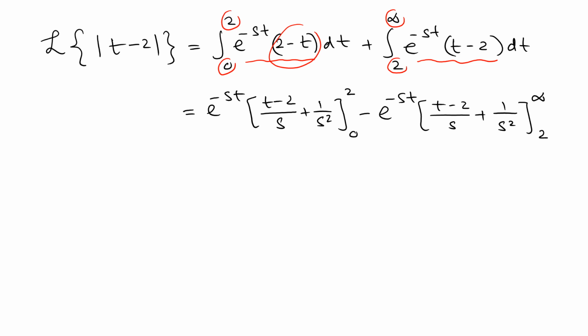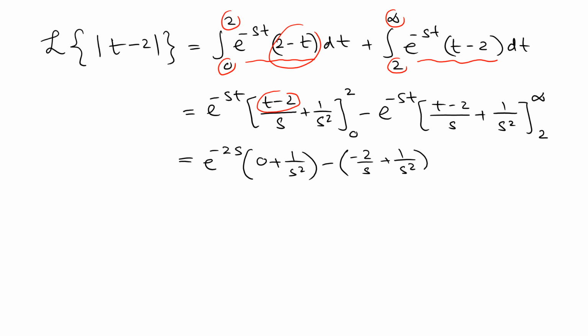For the first one, when you plug in 2, the t minus 2 term goes to 0, so that term disappears, and you're going to get e to the negative 2s. So you get 0 from the first term and 1 over s squared from the second term, minus, when you plug in 0, negative 2 over s from the first term and 1 over s squared from the second term. So that's what happened for the first integral.